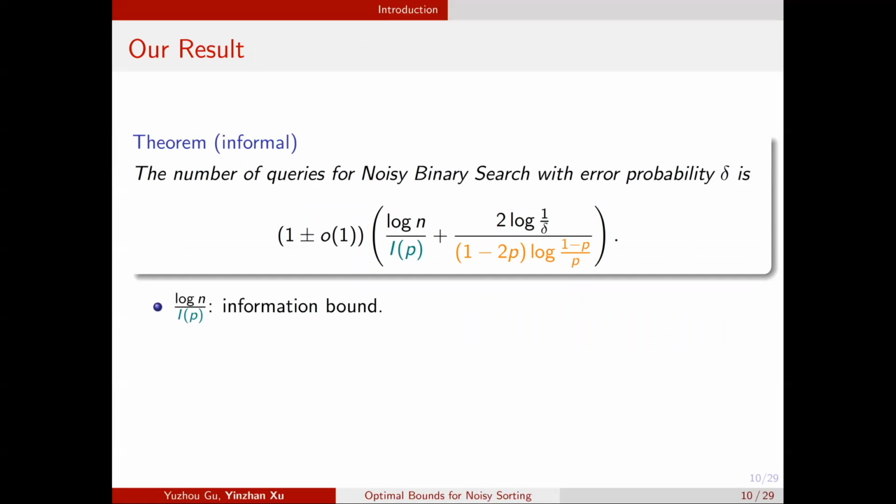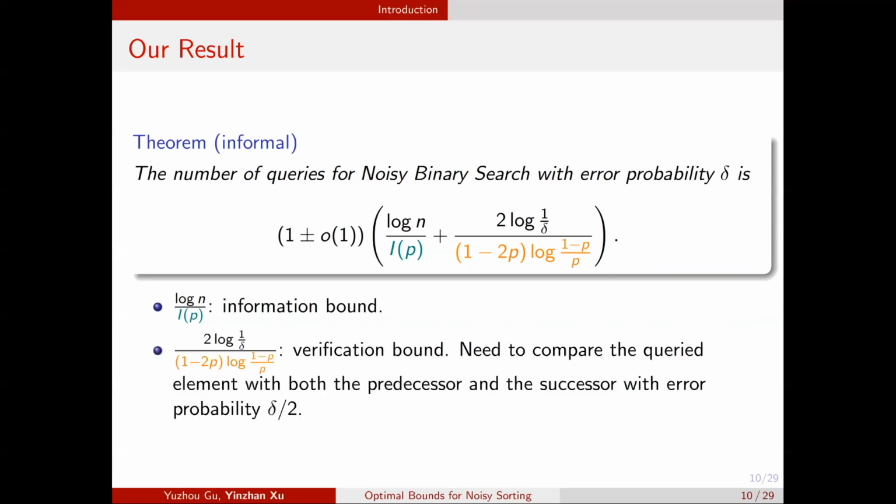So the intuition of our bound is the following. Log n over IP is the information bound because there are n choices for the predecessor of the element, and so we need log n bits to encode the predecessor. Therefore, we need roughly log n over IP queries to recover the predecessor. Also, the second term is the verification bound because even if we are given the position of the element, we still have to compare it with the predecessor and its successor to be confident that the position is correct.